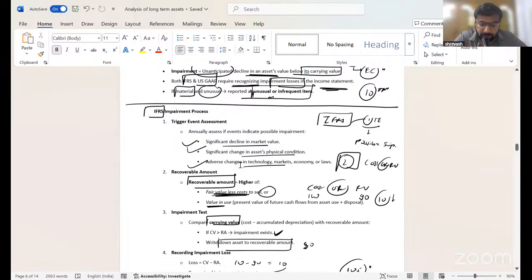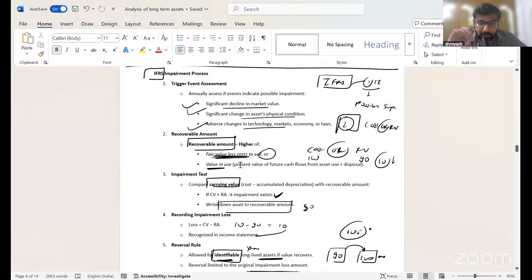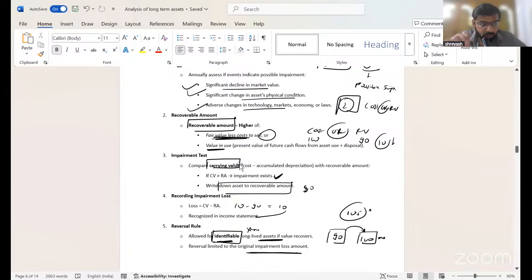Sir, if my carrying value is higher than the recoverable value, carrying value is 100, recoverable value is 90, that means the asset has impaired by 10 rupees, right? That is how you check for impairment in case of IFRS and find out the amount. And the impairment loss of 10 rupees goes to your income statement. And the reversal rule: you can only reverse impairment to the extent of the carrying value, which is 100 rupees.